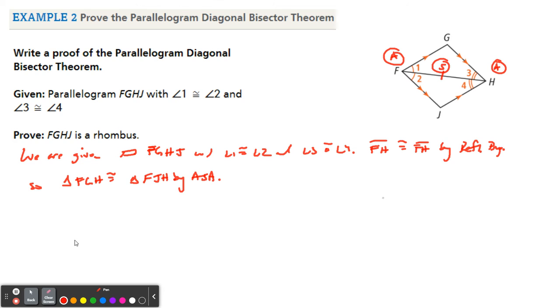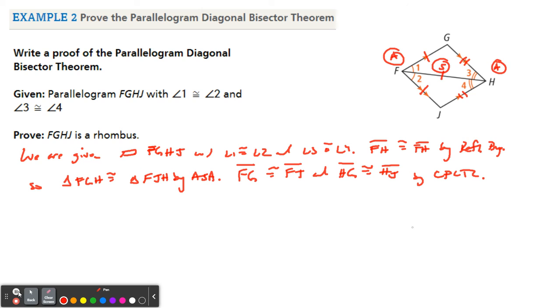So now from here, we know that we have some congruent sides. Because those two triangles are congruent, we now know that segments FG will be congruent to FJ, and HG will be congruent to HJ, and that's by CPCTC. So in this picture, we have FG congruent to FJ, and we have HG congruent to HJ.